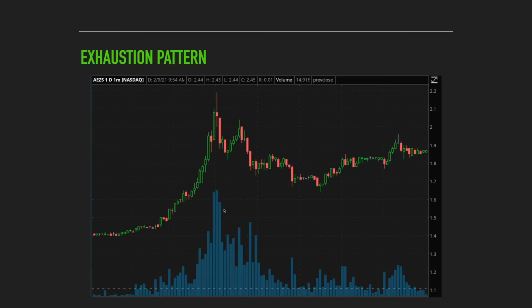Alternatively, if you want to actually profit from these stocks reversing to the downside, you could look to potentially short sell up here as this becomes an exhausted level, and then you would actually profit as the stock comes back down. And the same is, of course, true for the other side of the spectrum.